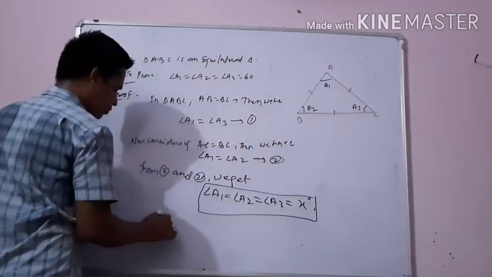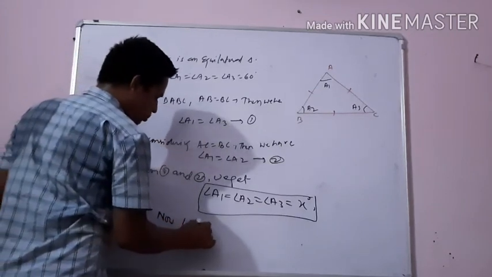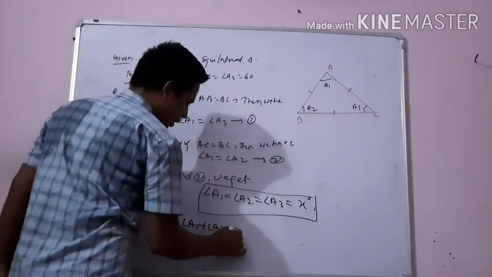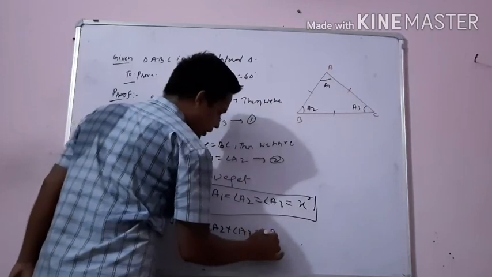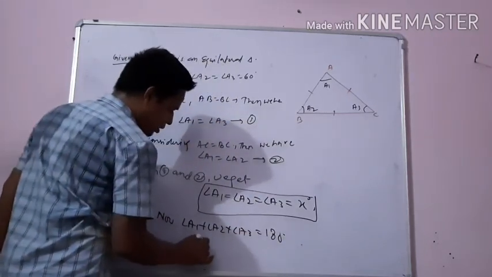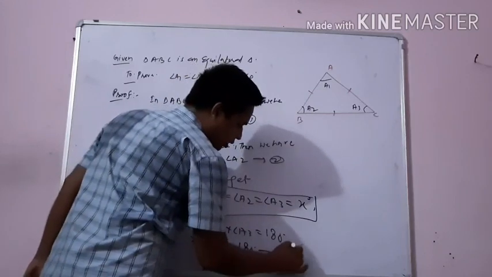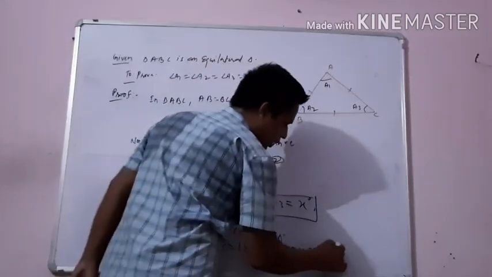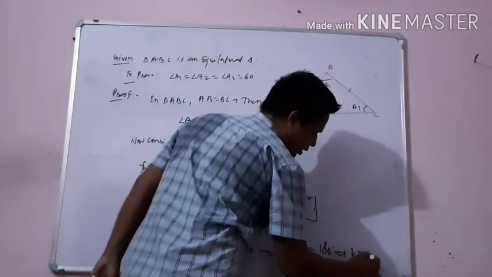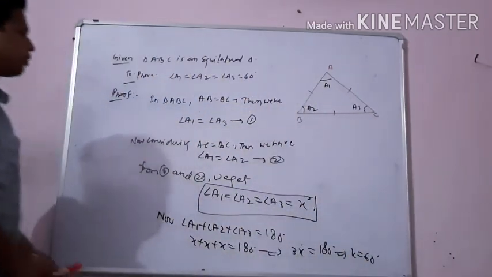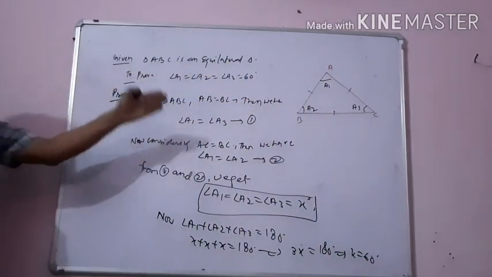Now angle A1 plus A2 plus A3 equals 180 degrees. x plus x plus x equals 180. 3x equals 180. x equals 60 degrees. What we have to prove? That all angles are 60 degrees.